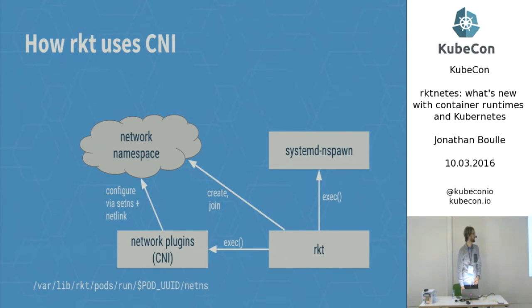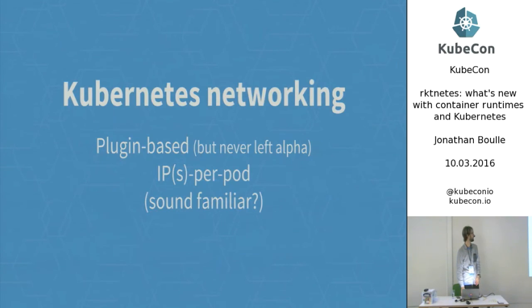So again, Rocket doesn't do any networking itself. We just basically call out to CNI for that entirely. Just before we spin off systemd-nspawn to set up the container itself, we actually call out to CNI to do all this stuff.